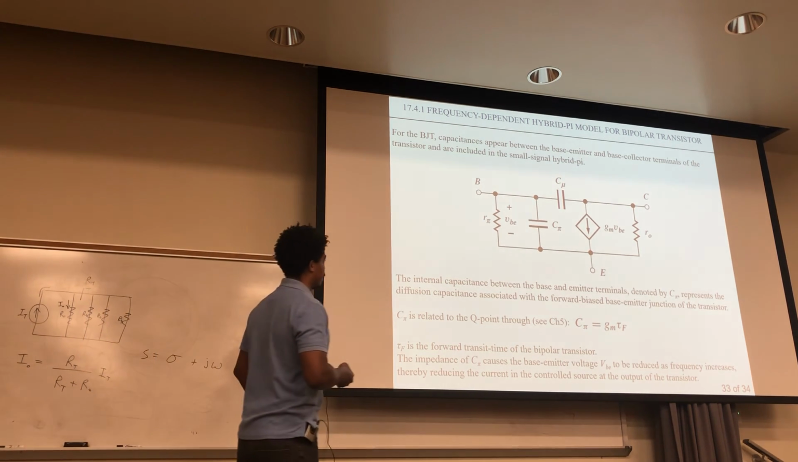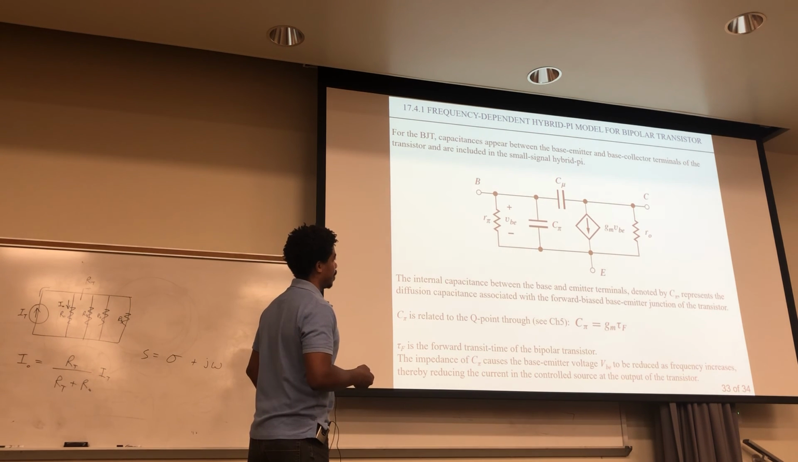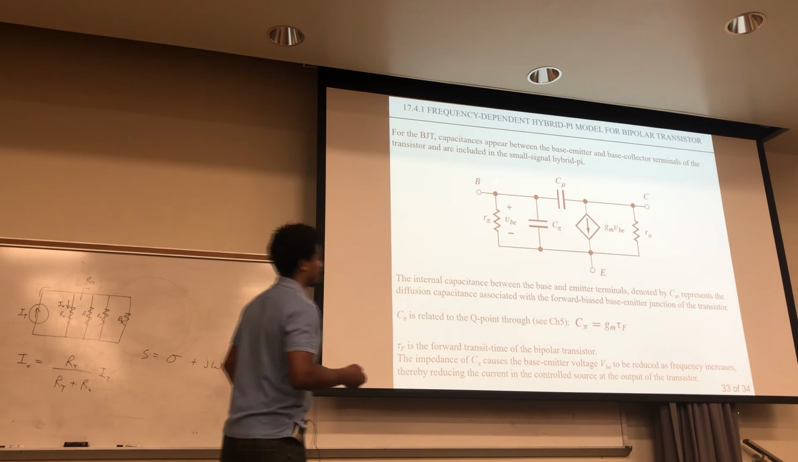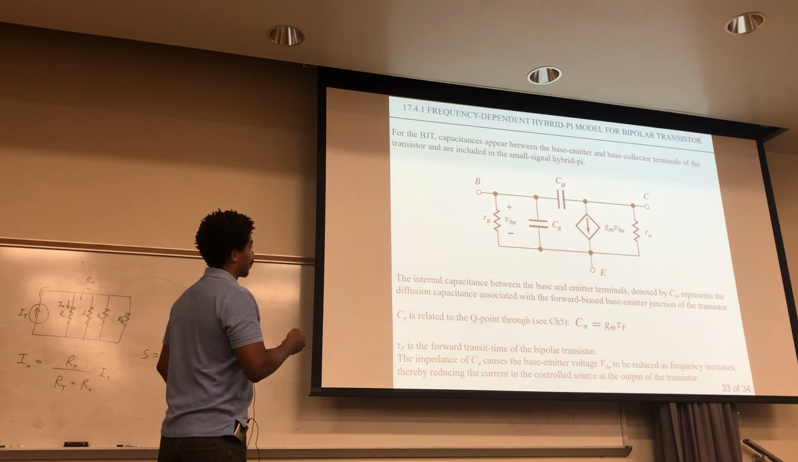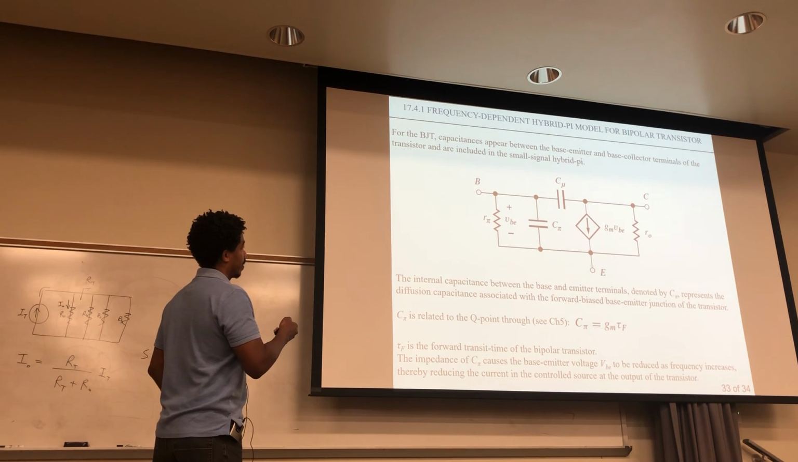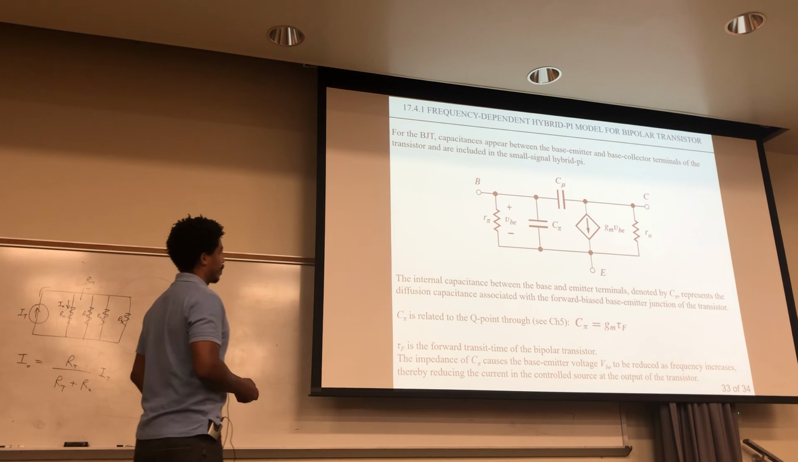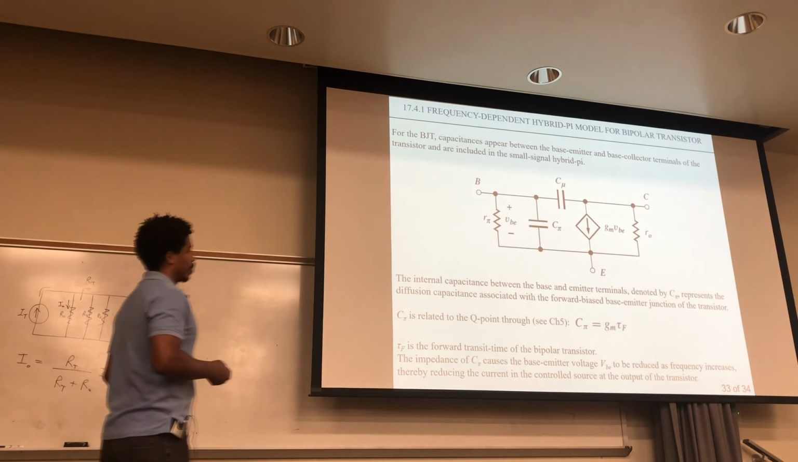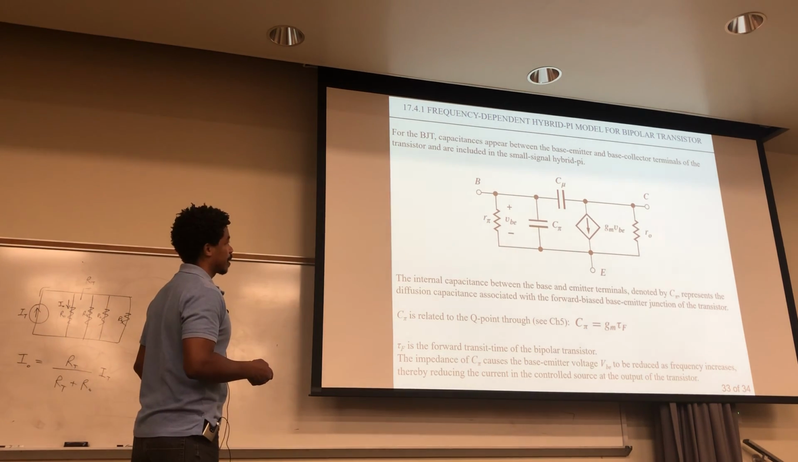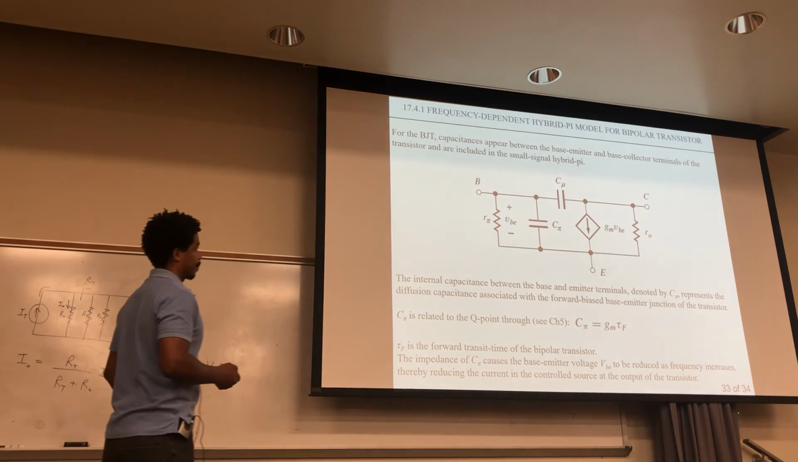And the impedance of this C pi causes the base emitter voltage VBE to be reduced as frequency increases. You can clearly see here that you have this impedance right here, and as frequency increases, that's going to change this impedance, and that's the only thing between the base and the emitter. So the impedance of the C pi causes the base emitter voltage to reduce as frequency increases, thereby reducing the current in the controlled source of the transistor.